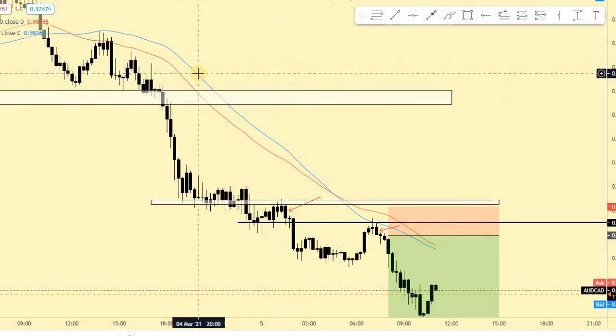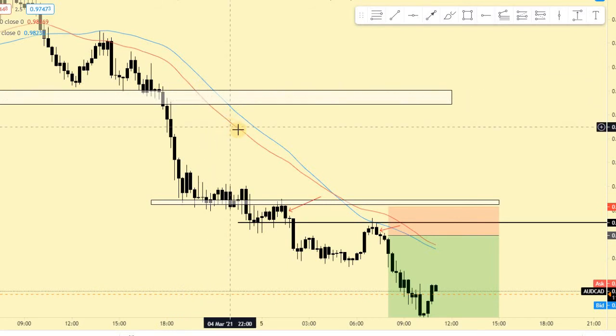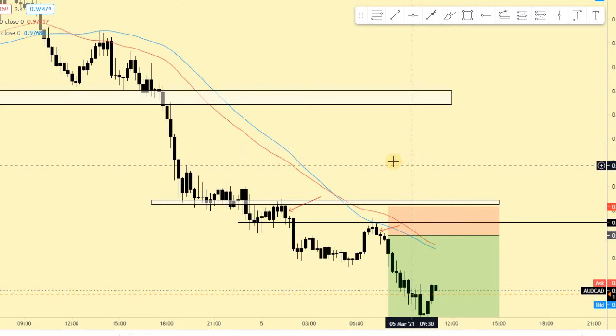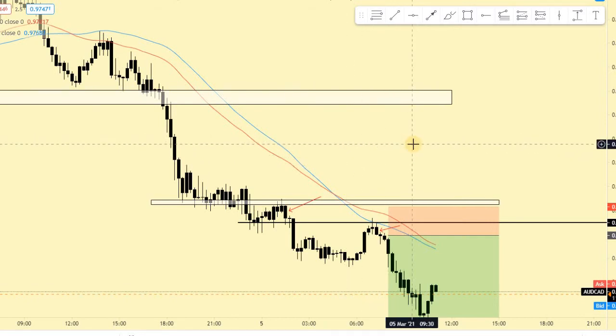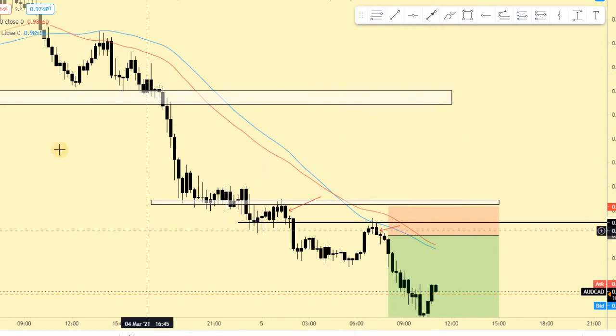The one in blue is the 50 SMA, that is a simple moving average, and the one in red is the 50 EMA, exponential moving average. So you can see that the one in red is always closest to price. The one in red is always closest to price, reacting faster than the one in blue. Okay, I think that is clear enough.